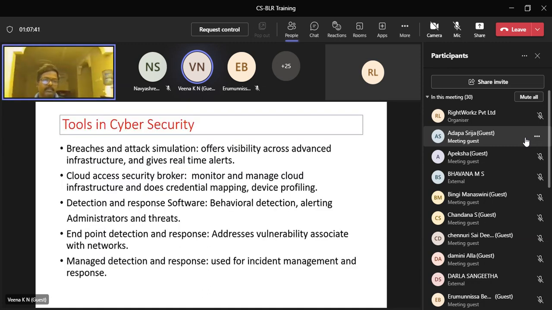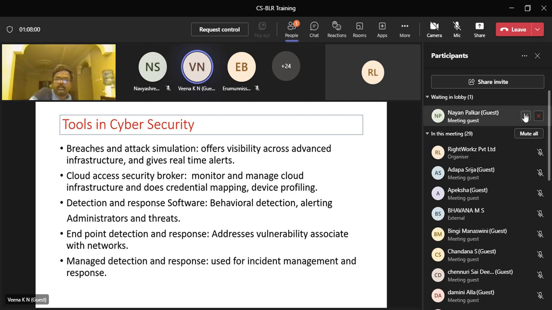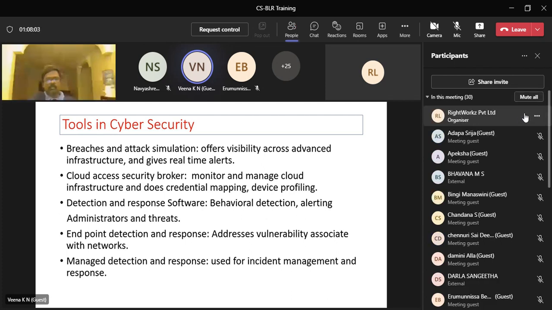Next, the tools in cyber security. The tools of breaches and attack simulation offer visibility across advanced infrastructure and give real-time alerts. Then the cloud access security broker monitors and manages the cloud infrastructure and does credential mapping and device profiling. The next tool is detection and response software: behavioral detection, alerting administrators of threats, and endpoint detection and response. Endpoint detection and response will address the vulnerabilities associated with networks. The last tool in cyber security is managed detection and response, which is used for incident management and response.